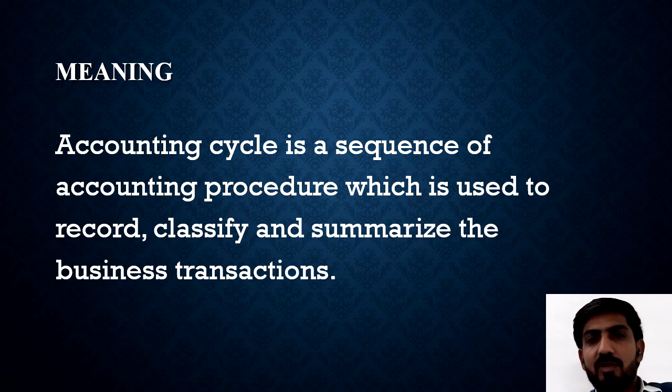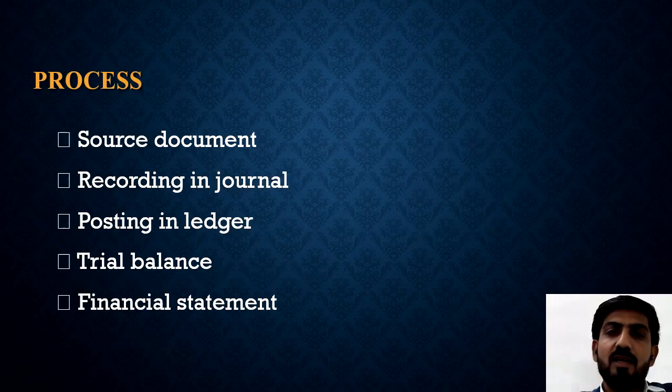So first of all, we need to understand the meaning of accounting cycle. It is nothing but the sequence of accounting procedures which is used to record, classify, and summarize the business transactions. Whatever transactions take place in the business, these transactions are recorded in the books of accounts on a regular basis. So we need to understand the process of accounting cycle.